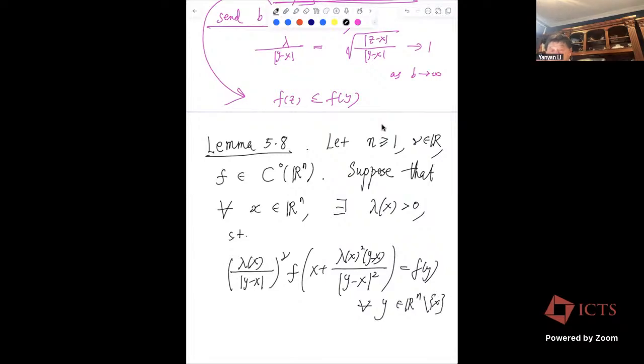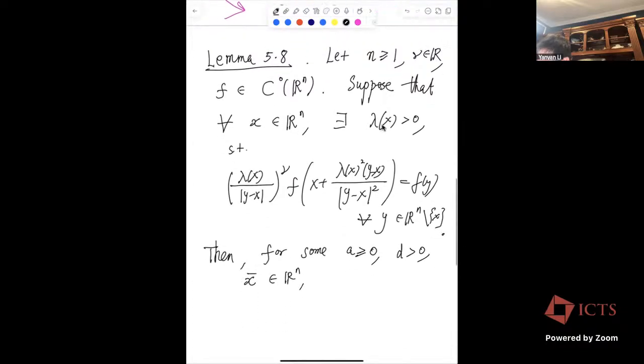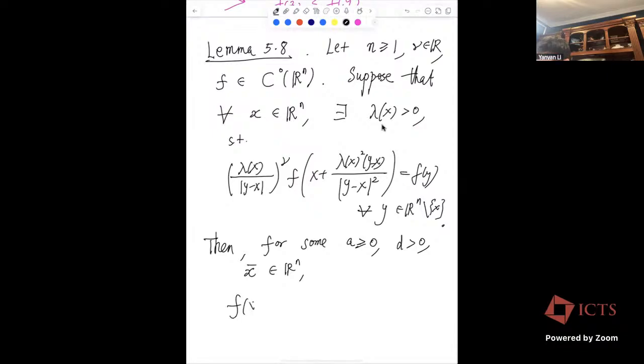This is what we reached when we were doing this moving sphere. Then the conclusion is, for some a greater or equal than 0, positive, and x bar in R^n, this function f must be identically equal to plus or minus, depending on the sign of your function. It will be either plus or minus.